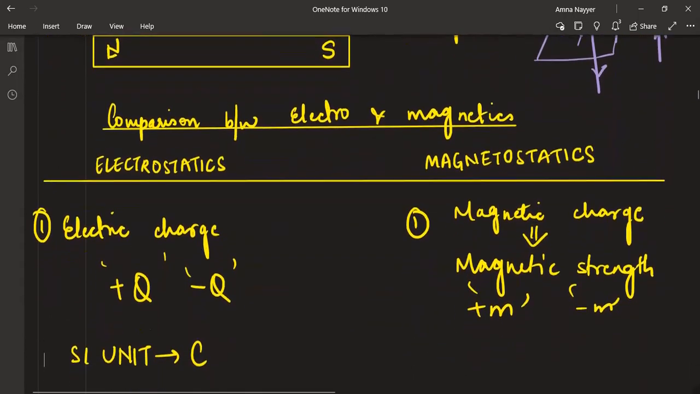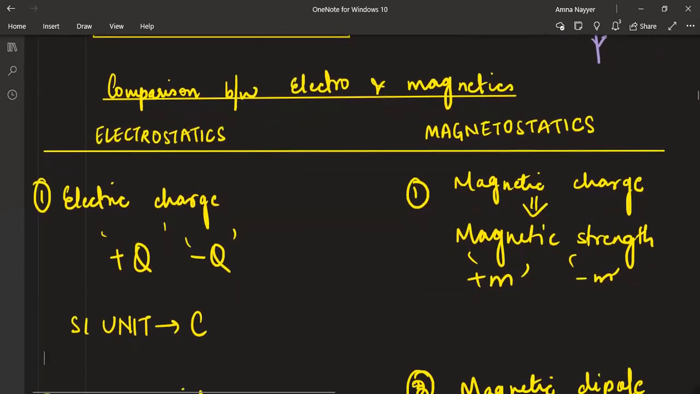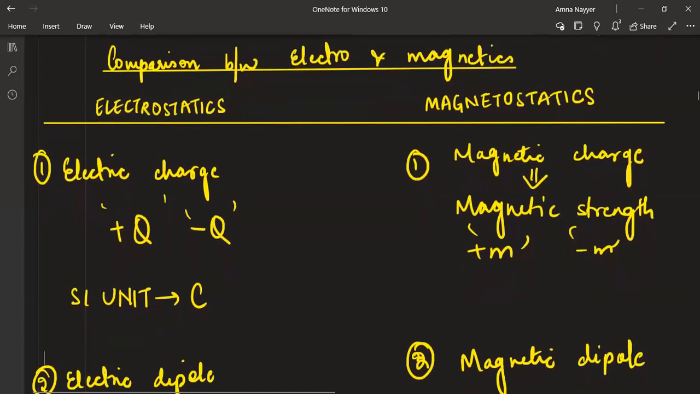So from this comparison between electrostatics and magnetostatics, we will analyze the conversion of both, and it will be a revision kind of thing also. For electrostatics, electric charges plus Q and minus Q are present, having the SI unit coulomb. Then you have magnetic charge. Magnetic charge means magnetic strength. Plus M and minus M are used to represent it. When I say magnetic charge, you can use the term magnetic strength.